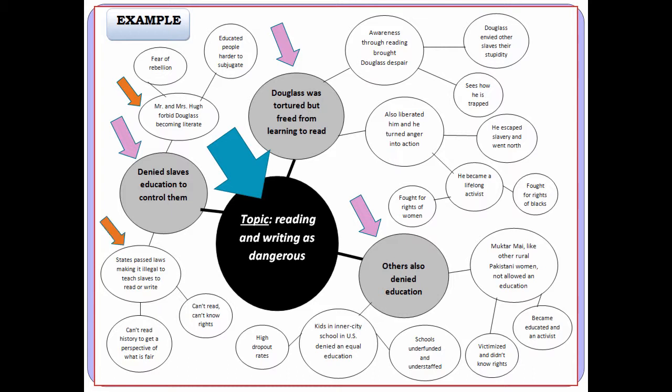States passed laws making it illegal to teach slaves to read or write. Awareness through reading brought Douglass despair, also liberated him, and he turned anger into action. Kids in inner city schools in the U.S. denied an equal education. Mukhtar Mai, like other rural Pakistani women, not allowed an education.